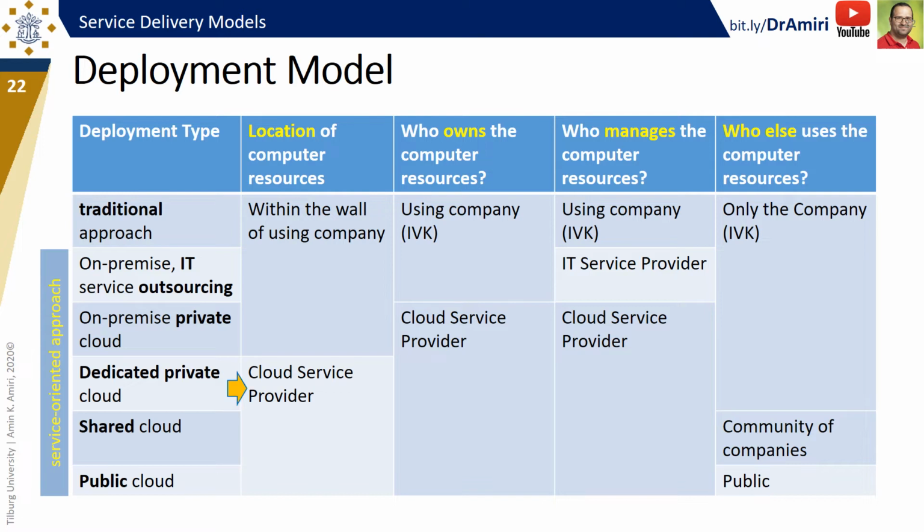With a dedicated private cloud model, the resources are also moved to the location of the cloud service provider. Finally, to decrease cost, the cloud service providers allowed more companies to use the shared cloud. And with a public cloud, the computational resources are shared with anyone who pays for them.